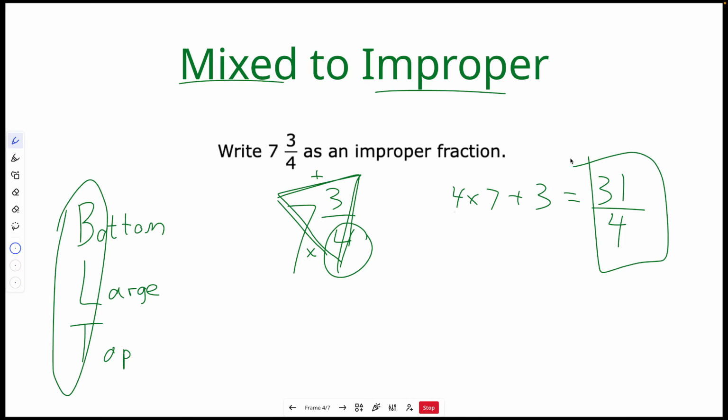You follow these same steps. You multiply the bottom number times the large number, bottom times the large number. Then you add, so let's do this, times these, add these. Large plus the top. I've called this the Dorito method too, or the triangle method if you want to see that.